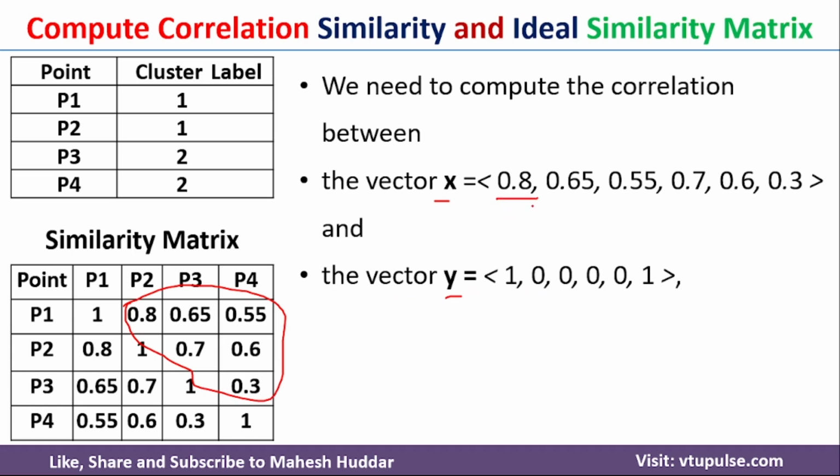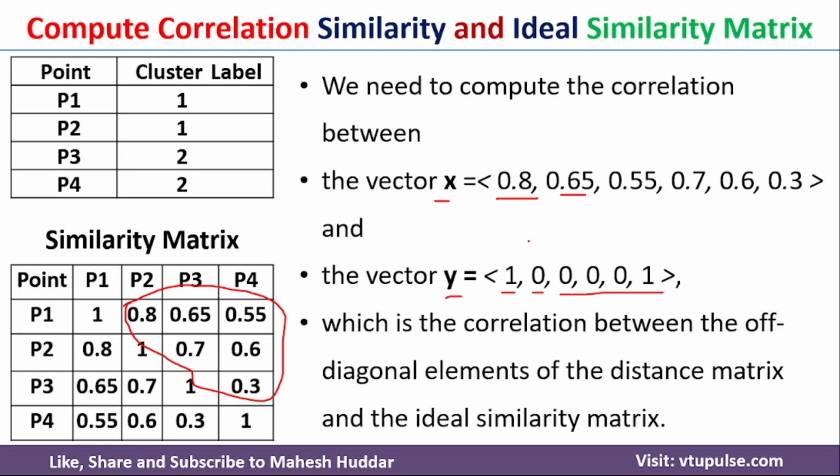And the associated ideal similarity vector y contains, for the first value, that is 0.8, if you look here, 0.8 is between P1 and P2. P1 and P2 belong to the same cluster, so it is replaced with 1 here. Now coming back to the second one, as I said earlier, 0.65 is between P1 and P3. Both of them belong to different clusters, hence it has been replaced with 0. The same has been repeated for the remaining elements over here. Now once you know these two vectors, we can easily calculate the correlation between them.